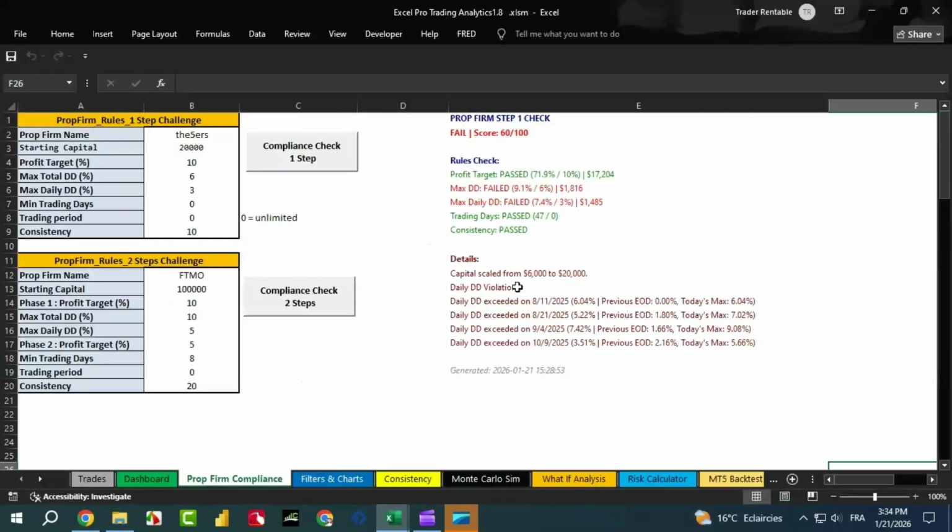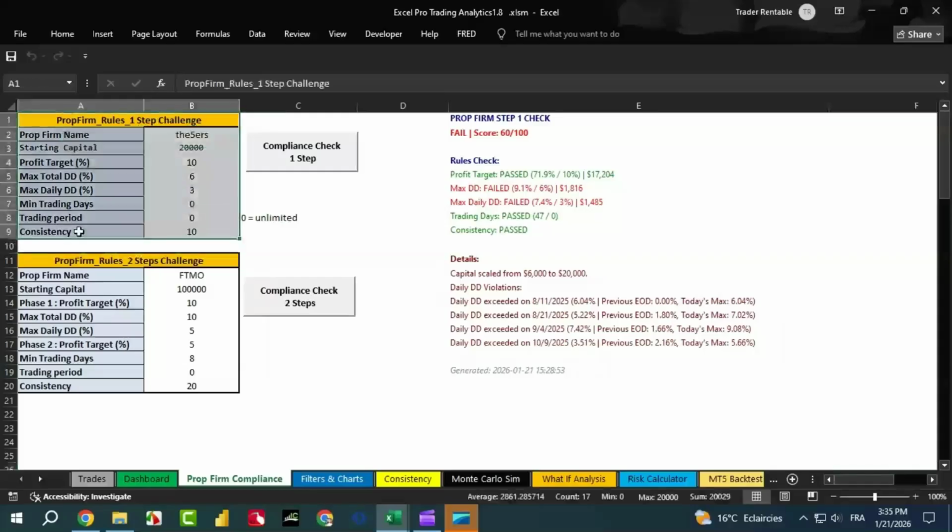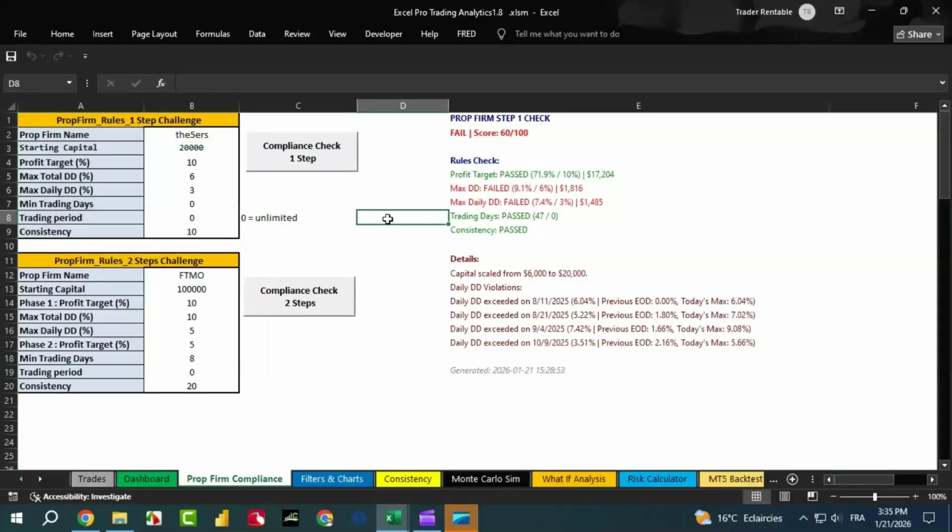This feature is extremely easy to use. One click, one second is all it takes to check the compliance of any trading history. We've added two dedicated tables and two separate logic engines to analyze both 1-step and 2-step prop firm challenges. In our example, we use the 5ers and FTMO with their official rules already configured. You're not limited to these firms. You can analyze any prop firm or challenge by simply filling in the rules and clicking check.